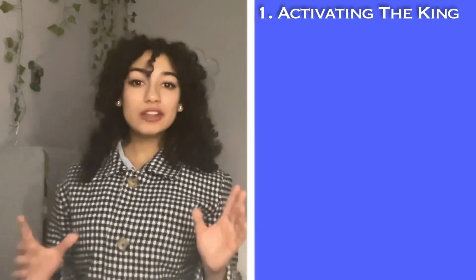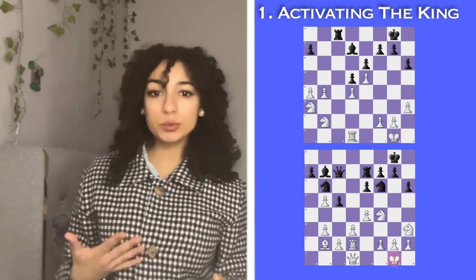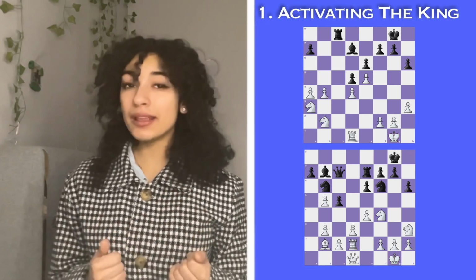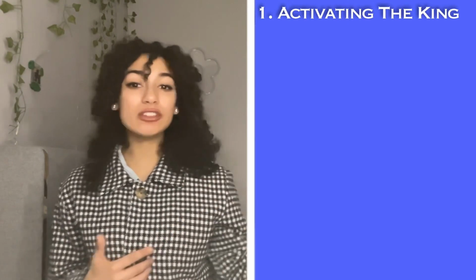Now, a big principle of the endgame is activating your king. In the opening and middle game, we kept our king safe in the corner while all the other pieces did the hard work. Now, in the end game, those pieces are gone, so you're going to have to use your king to help the pawns get to the end of the board.